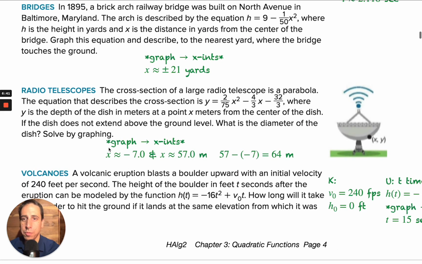Radio telescopes, again, look at the graph. You can take this entire polynomial and put it in, and you get your x-intercepts. It's about -7.0, and x is approximately 57.0 meters. The question is, what is the diameter, solved by graphing. When you're finding the distance between 2 points on the graph, you can subtract. 57 minus -7 is a total of 64 meters apart from each other.